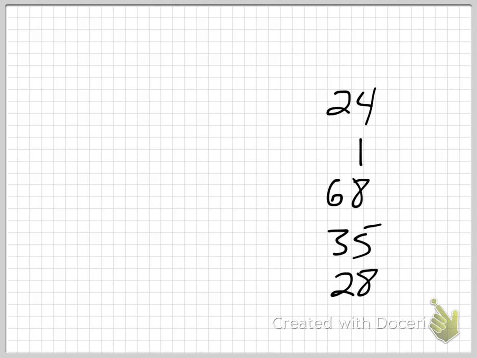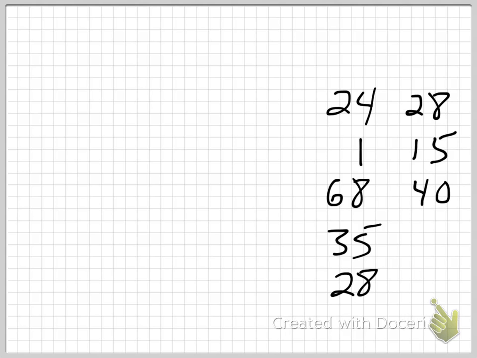Let's try one. You guys can try this one, or I'll do one for you, and then I'll give you one on your own. This will be the speeds of animals. I went and looked at an animal encyclopedia and chose the speeds of animals. I have one that's 24, another was 1, another 68, another 35, another 28, another 28, another 15, another 40.